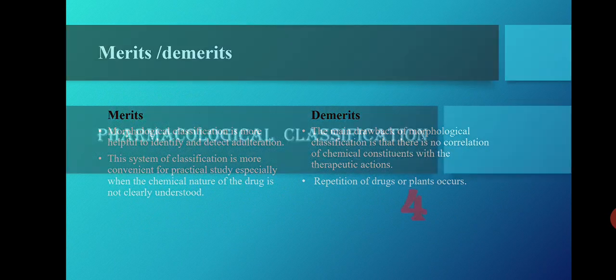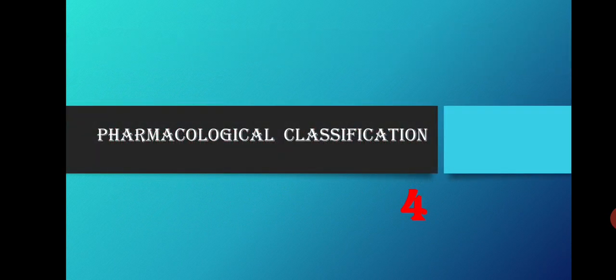So coming to the next is pharmacological classification. क्योंकि ये दोनों डीमेरिट्स, मतलब ये फार्माकोलॉजिकल क्लासिफिकेशन का डीमेरिट हमारा पिछले लास्ट दो क्लासिफिकेशन में हम देखते आ रहे हैं, तो इसलिए अब हम पढ़ते हैं फार्माकोलॉजिकल क्लासिफिकेशन.